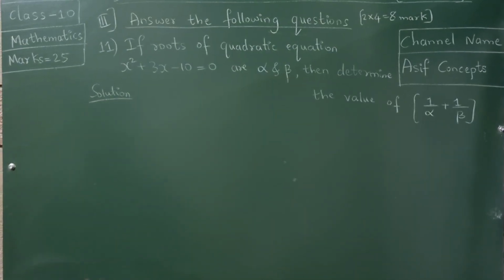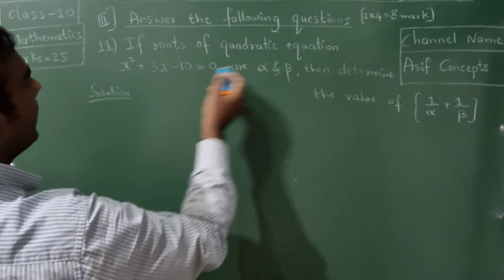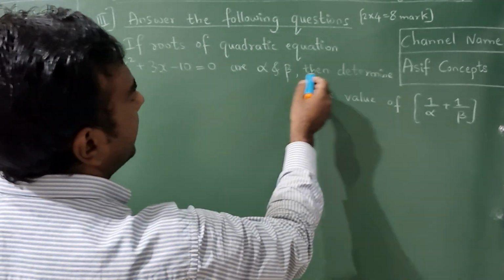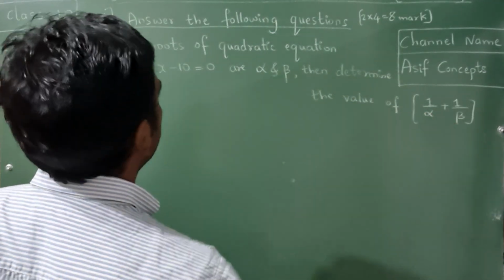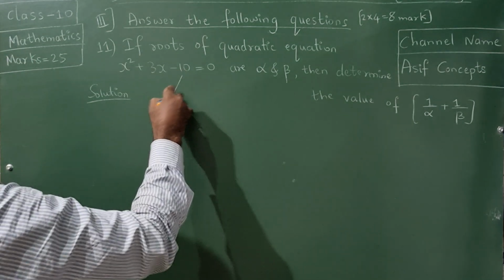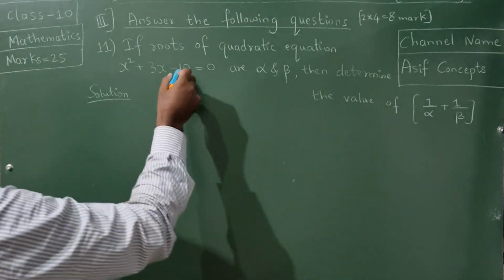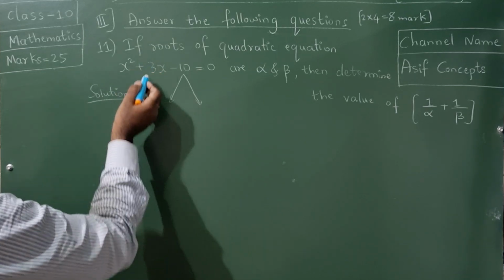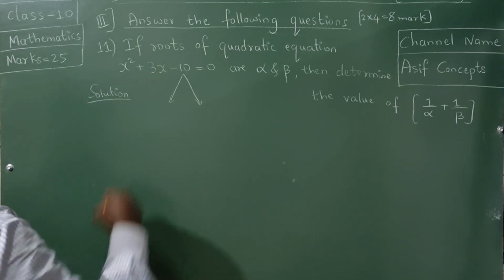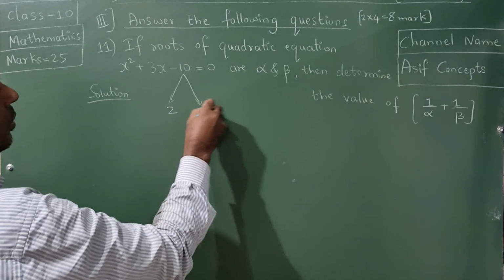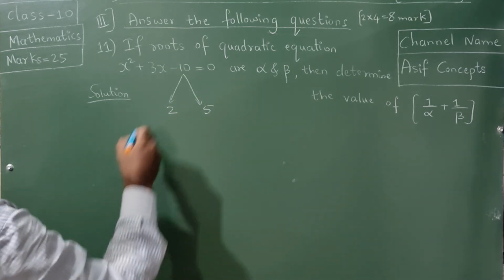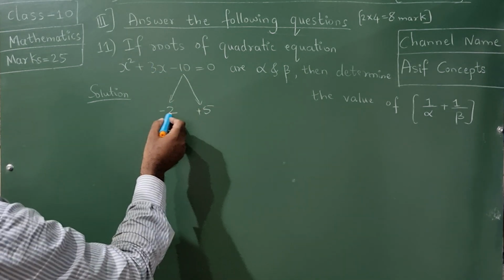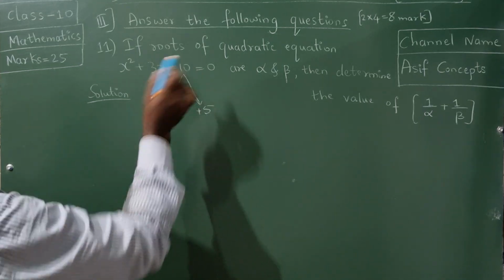Now 11th question is, if roots of the quadratic equation x square plus 3x minus 10 is equal to 0 are alpha and beta, then determine the value of this. Now for this equation, tell me two numbers. If I multiply it should be minus 10, and if I add then it should be 3. The two numbers are 2 5s are 10. Okay. So plus 5 minus 2. 5 minus 2 is 3 and plus into minus is minus 2 5s are 10.